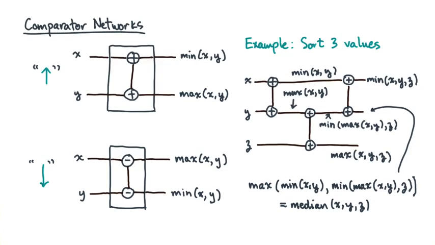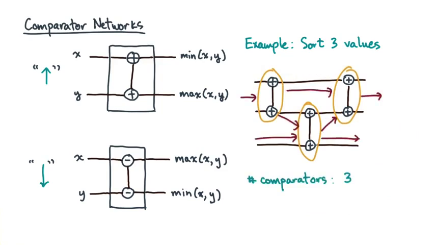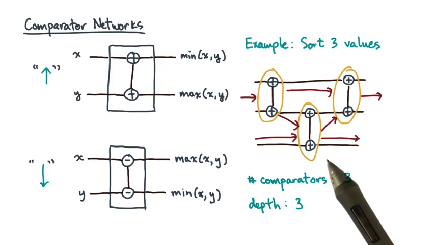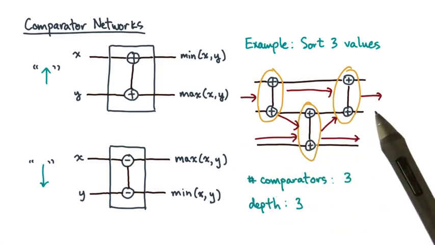Now I want you to notice something else about this circuit. As we said before, it has three comparators. It also has a depth or critical path length of 3. Here I've drawn arrows to show the dependencies among the comparators. This analysis should remind you of the concepts of work and span. So if you can take an algorithm and encode it as a circuit, we can analyze the circuit with respect to how many operations it performs and what the critical path length is.